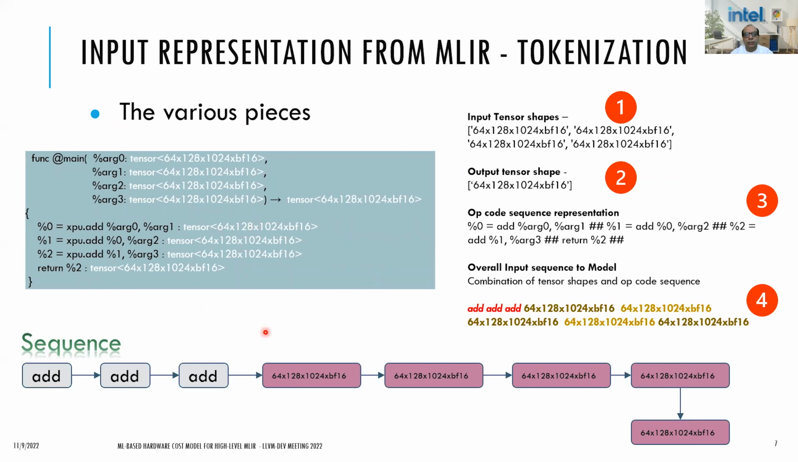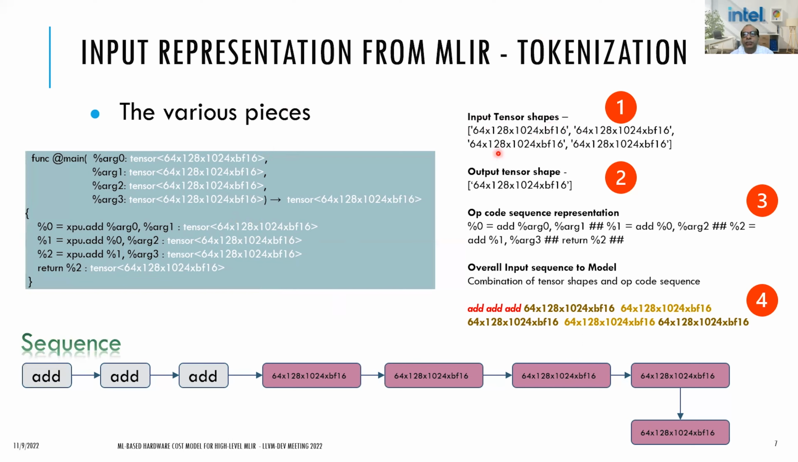Now, as I told you earlier, the crucial piece of this work is how we represent this MLIR input code as a sequence so that we can build proper models for it. As I said, we are going to take the tack of representing these as NLP problems. So we want to represent this whole code as a text sequence, and from that text sequence we want to predict our numbers, whatever those are. So these are the various pieces that we collect.